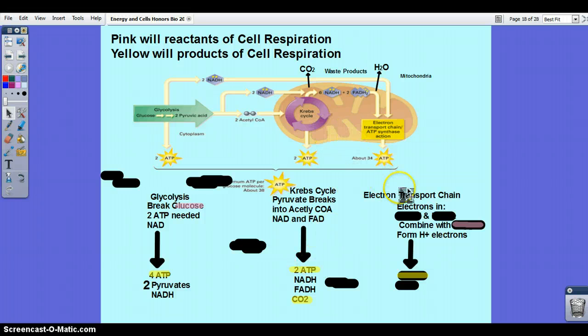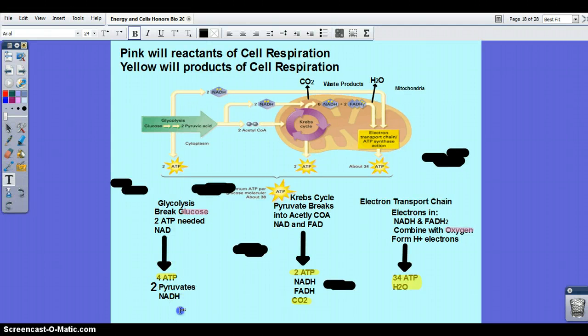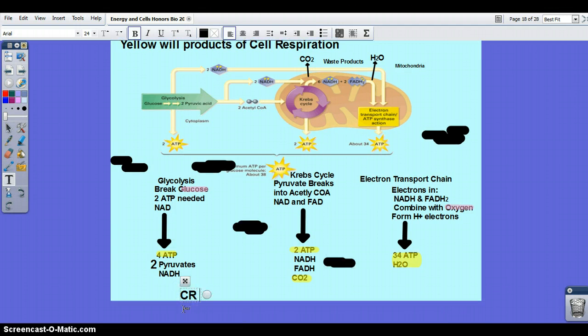Then the electron transport chain begins. Here, NADH and FADH react with oxygen, and they form hydrogen electrons, and these electrons allow the process of the making of 34 ATPs and the byproduct of water, which is also a major product of cellular respiration. So it should be highlighted in yellow. In the end, cellular respiration produces a total of 40 ATPs.